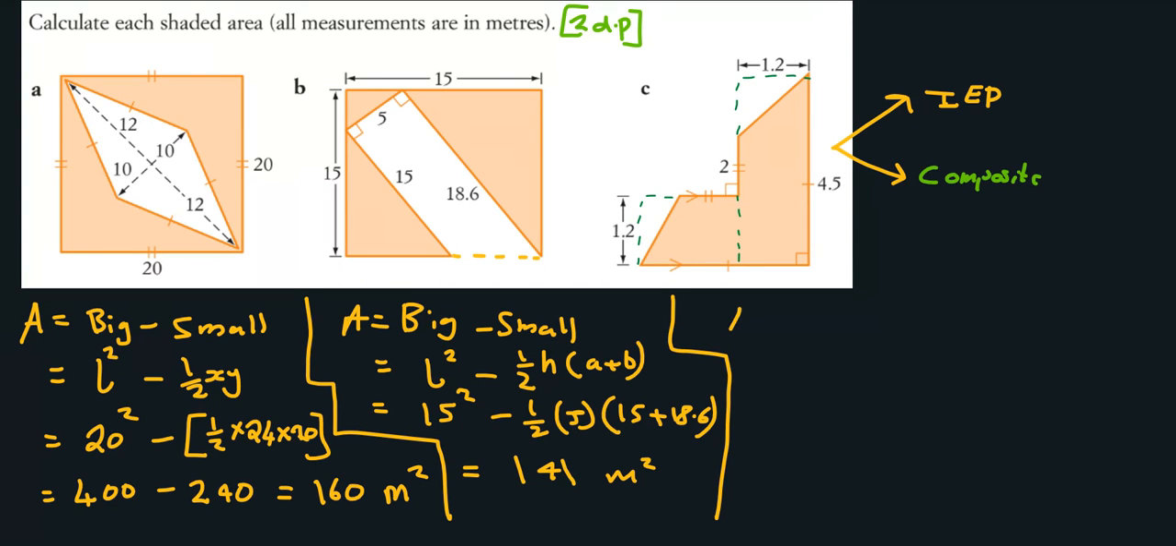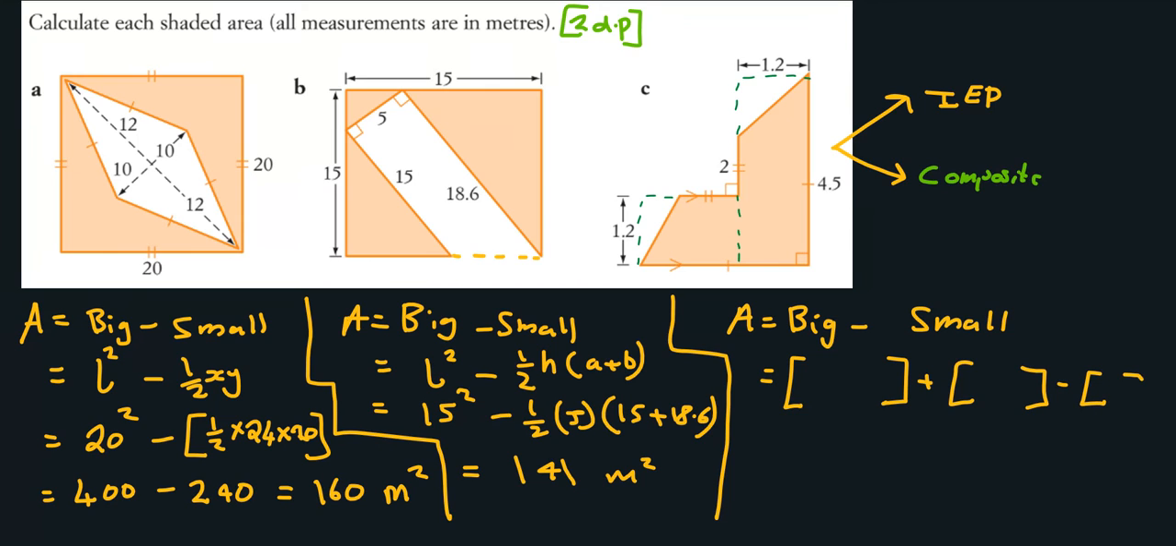So the area is going to be the big subtracted from the small. Now these lines mean that the two sides are the same length. So we're going to get the big plus another big plus a small, subtract a small, and subtract another small.